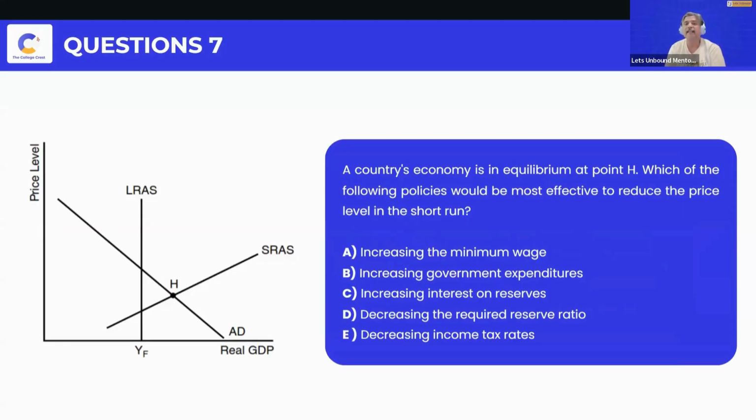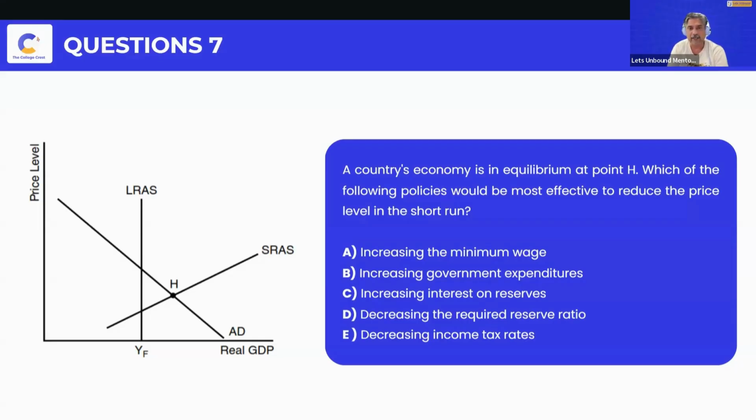This question, it says a country's economy is in equilibrium at point H. Okay, so we see that the aggregate demand is equal to the short run aggregate supply at point H. So there is an equilibrium right now. So it says which of the following policies would be most effective to reduce the price levels in the short run.